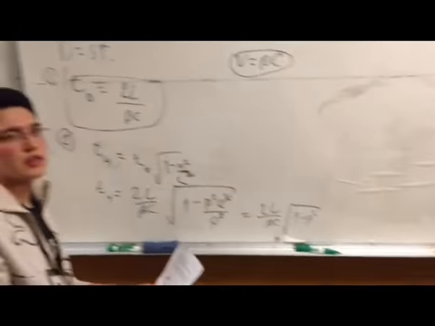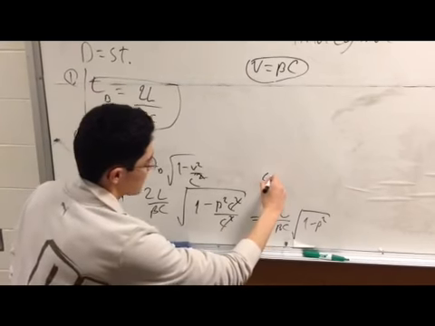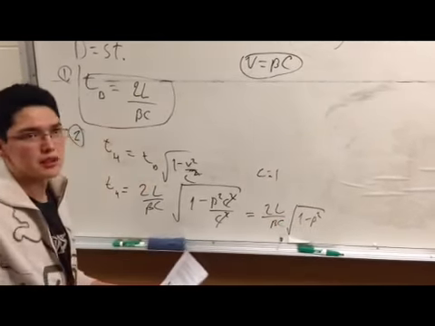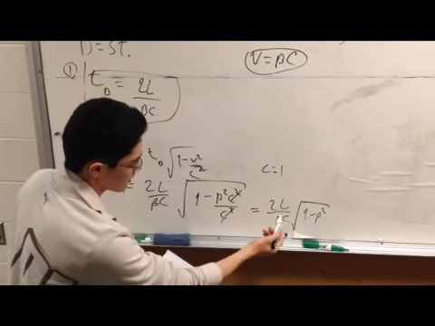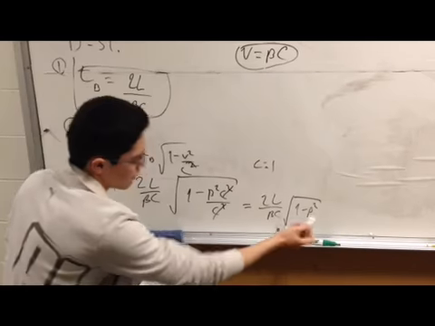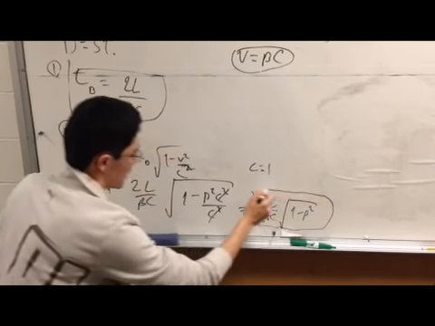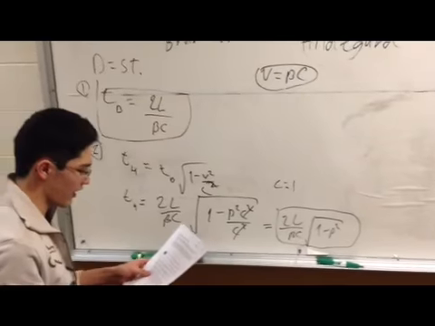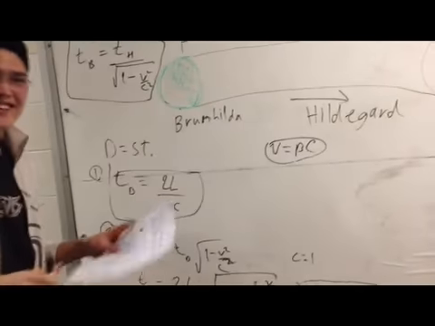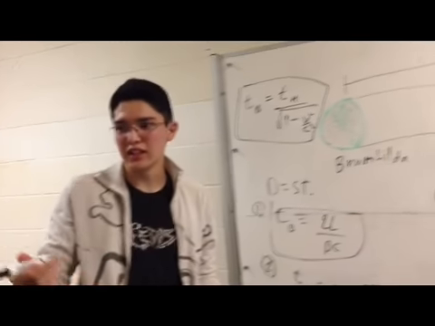When we're solving problems with time dilation, we assume that c equals 1. It makes things much easier. So if c equals 1, it's just 2L over beta times the square root of 1 minus beta squared. So that's the equation for the time of Hildegard. So that's it for number one and number two. And Kush can now explain number three.